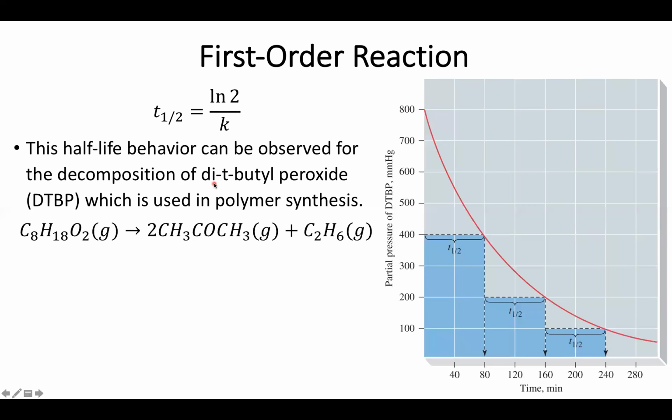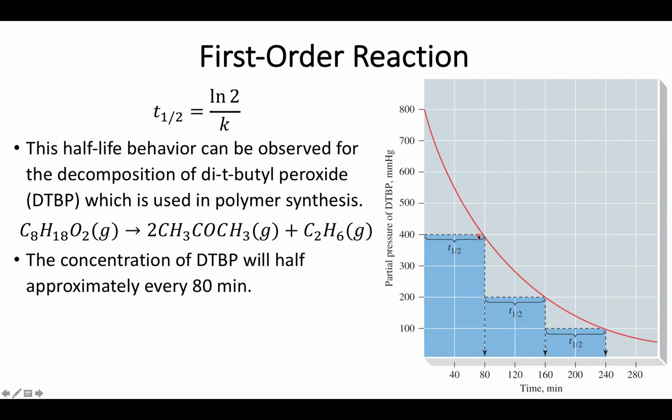So we can go ahead and look at this half-life behavior if we look at the decomposition of something called di-tert-butyl peroxide, or DTB, which breaks apart into acetone and ethane. So this reaction essentially sees a quick decrease in the concentration, and then a slower decrease, and then slows down as time goes on. But note that every 80 minutes, the concentration of DTB goes down by half.